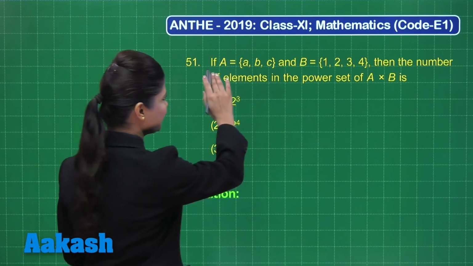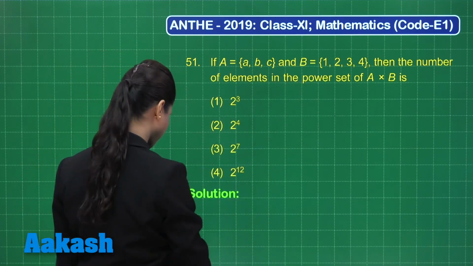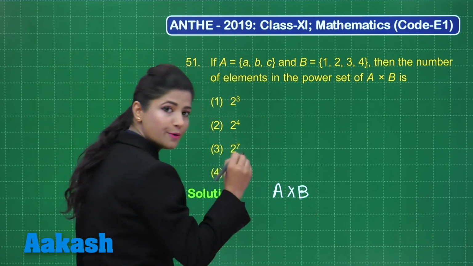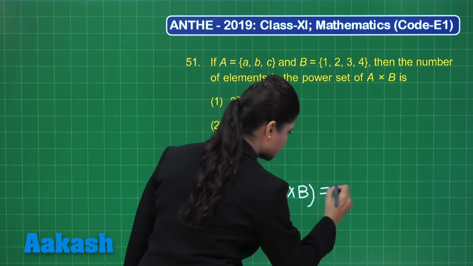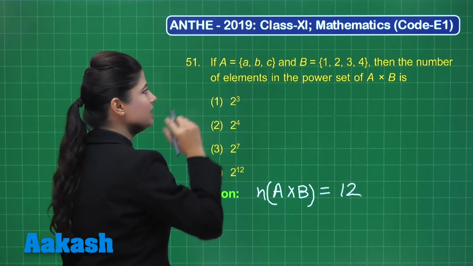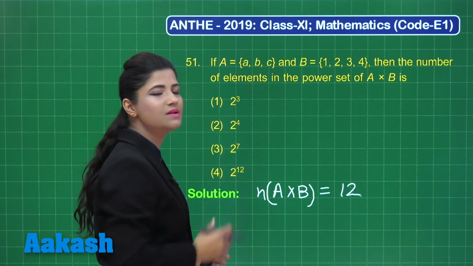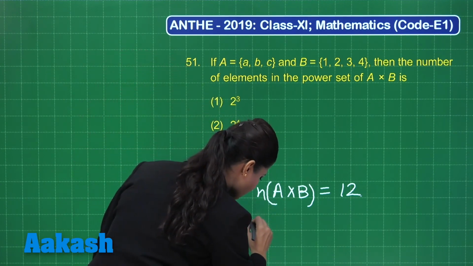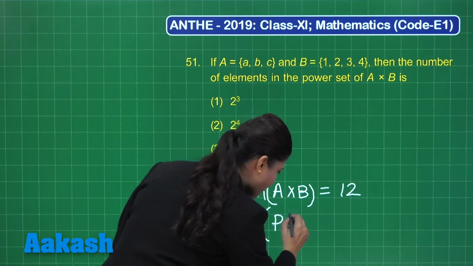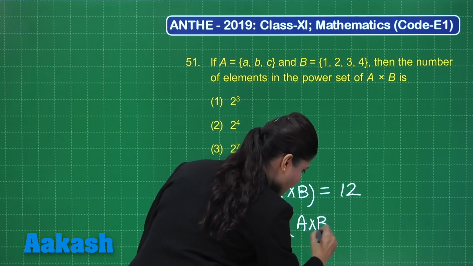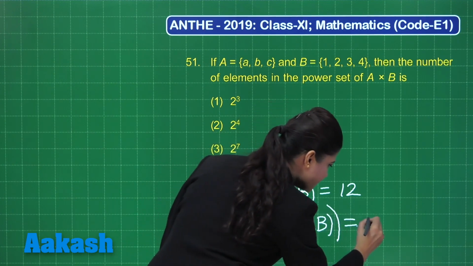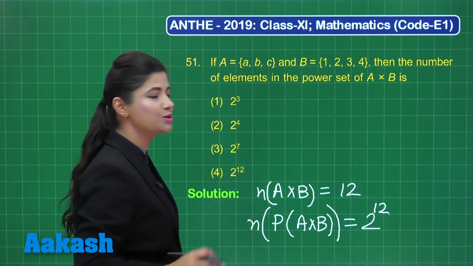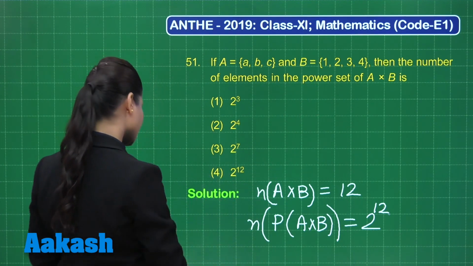Here you can observe set A contains 3 elements A, B, C while set B contains 4 elements 1, 2, 3, 4. So if I am talking about A cross B, then the number of elements in A cross B is given as 3 cross 4, that is 12. And further we need to figure out the number of elements in power set of A cross B. So you can clearly get the number of elements in power set of A cross B, which is collection of all the subsets of this set. This will be given by 2 raised to the power number of elements in the set A cross B, that is 12. So 2 raised to the power 12 is the correct answer.